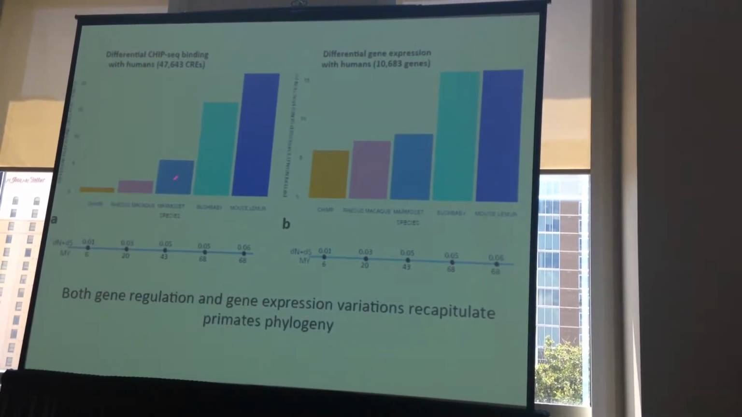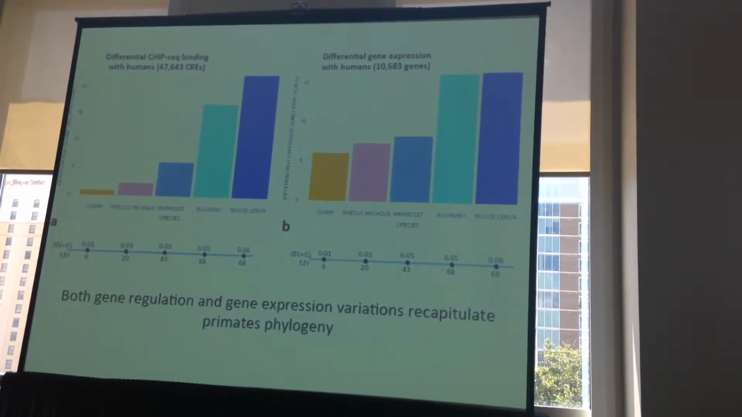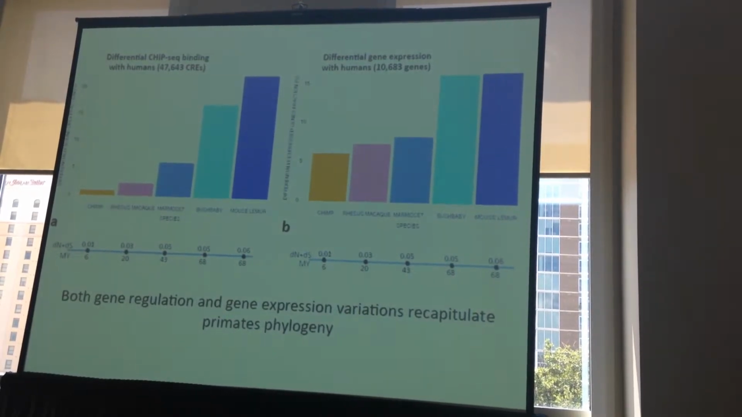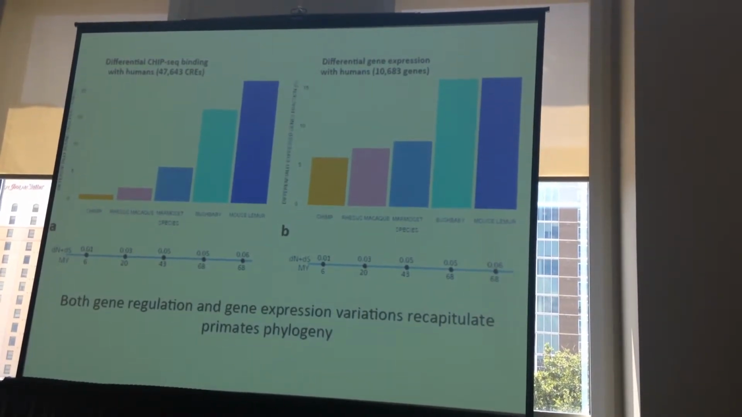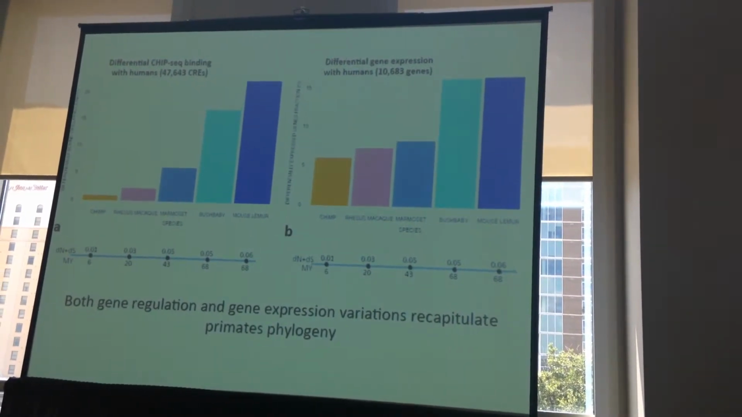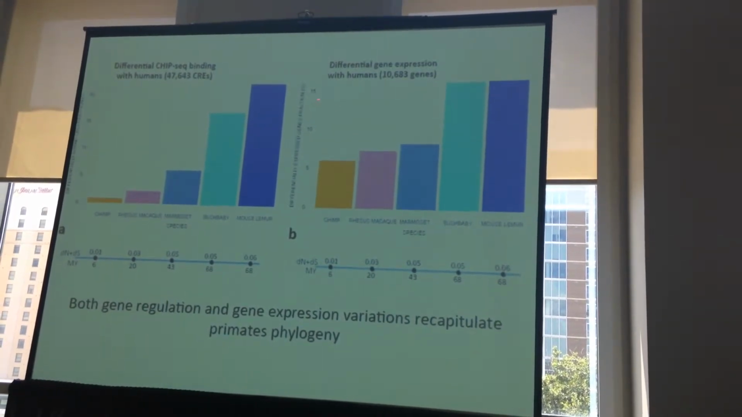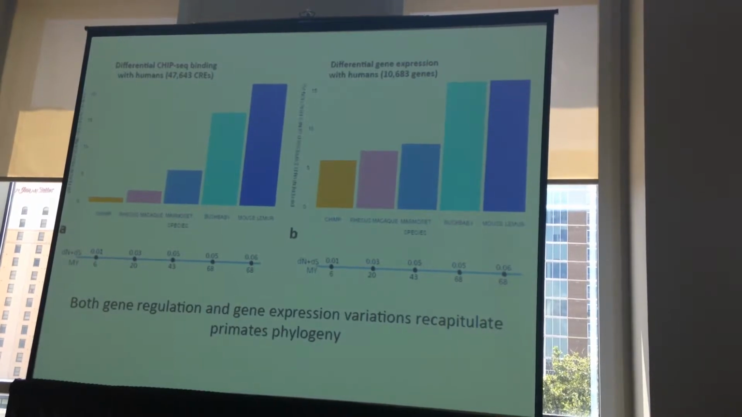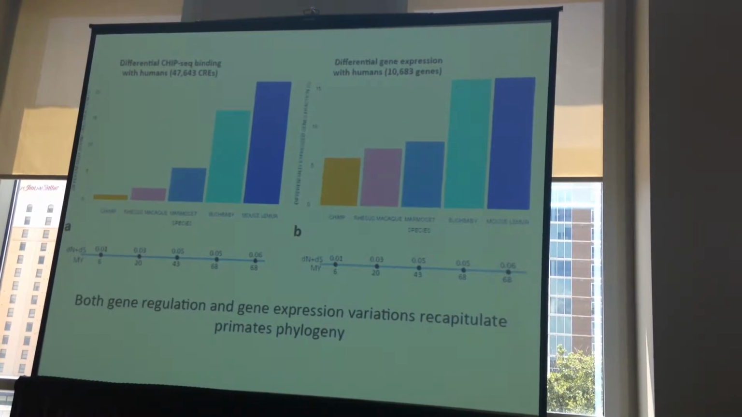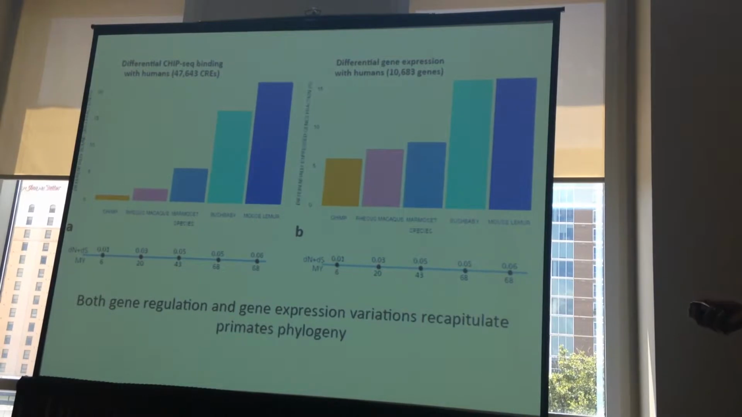Here we see in panel A and panel B, respectively, the differential ChIP-seq binding between human and the other species. We compare the species in a pairwise mode: human and chimp, human and rhesus, human and marmoset, and so on. And we did that for the ChIP-seq data, but also for the RNA-seq data. Here on the y-axis, we have the differential expression fraction for almost 11,000 genes that are annotated as orthologous between the 6 species. And here instead we have the differential ChIP-seq binding fraction.